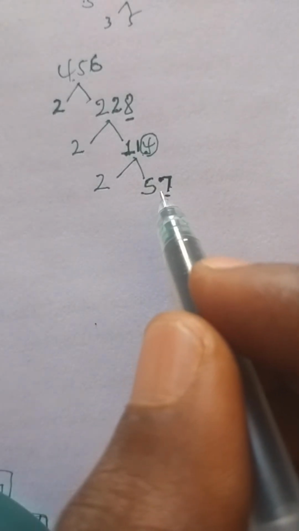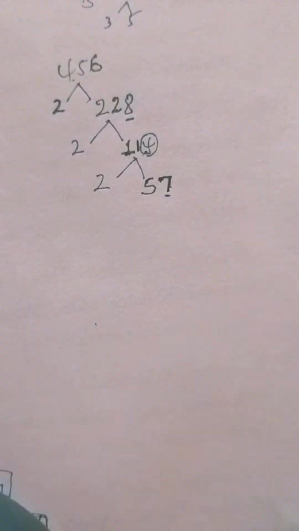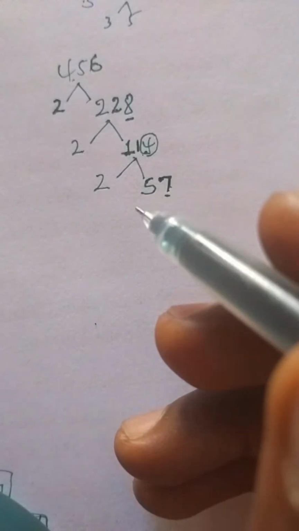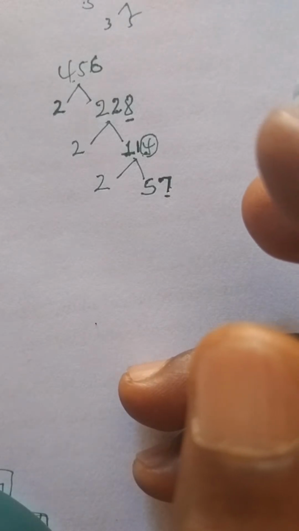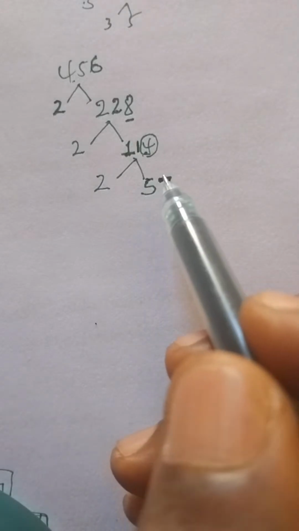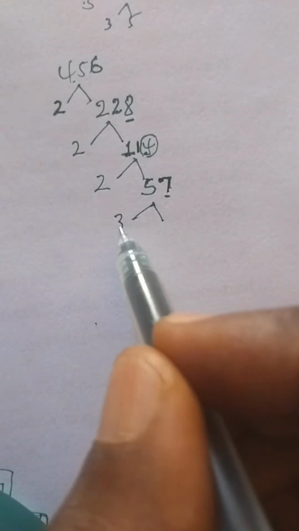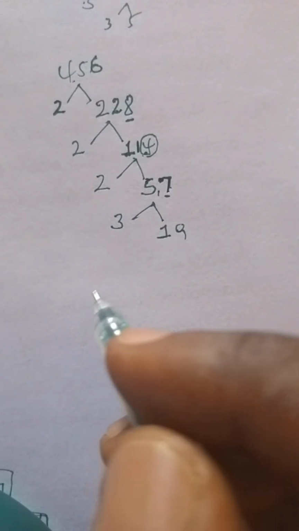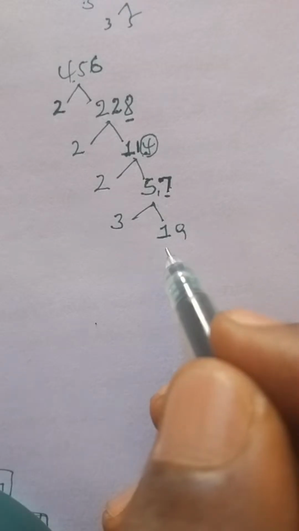Is the number divisible by 3? Yes, it is divisible by 3. How do I know? Yesterday we said that a number is divisible by 3 if the sum of its digits is divisible by 3. 5 plus 7 is 12. Is 12 divisible by 3? Yes. So divided by 3, we get 19. Is 19 divisible by 3? No. By 5? No. By 7? No. So it is a prime number.